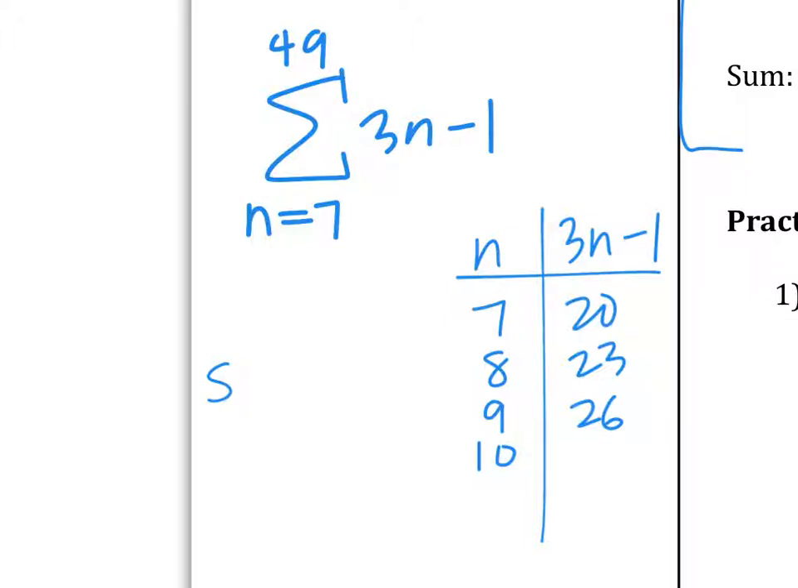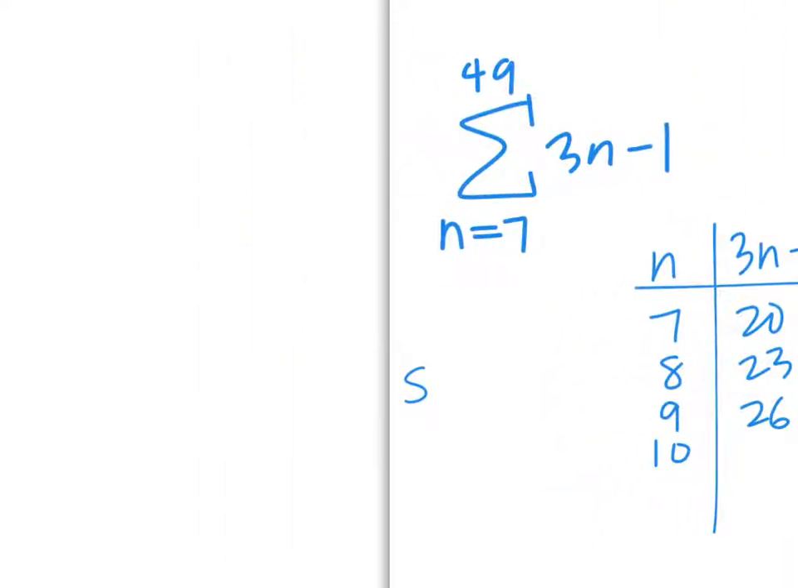Talk to your partner. How many numbers are there that I have to add up? Is it 42? All right. Raise your hand if you think there are 49 numbers. Raise your hand if you think there are 42 numbers. Raise your hand if you think there are 43 numbers. Okay, 43 is correct.